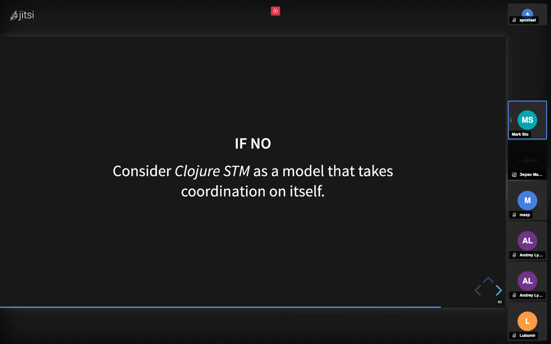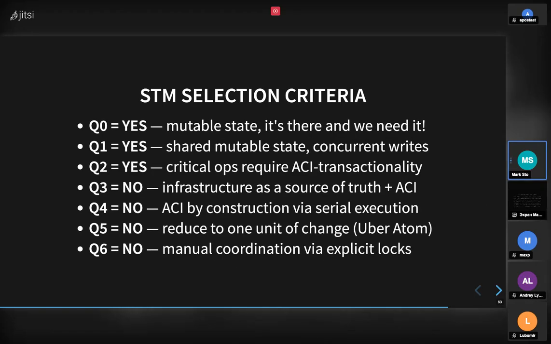Meaning that you do not want to ensure AC guarantees via manual coordination of locks, this means it makes sense to consider Clojure STM as a model that takes coordination on itself. Bingo, we have a working selection criteria for the STM. It's not a criteria in a strict mathematical sense, it's rather a checklist. So to recap here, Clojure STM is truly needed if and only if you went through the decision tree like this.